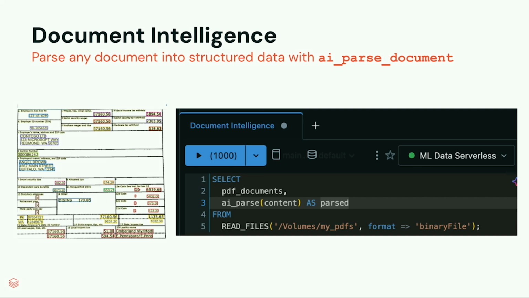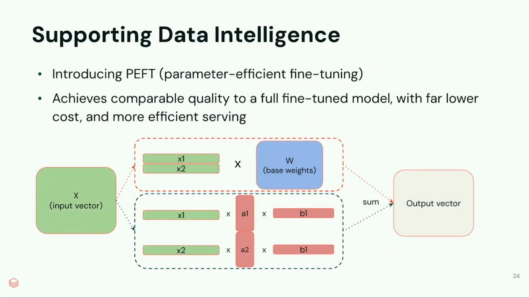So I want to talk a little bit about what's going on under the hood when we're supporting these data intelligent models. One of the cool features that we use for some of the models and techniques is called PEFT, which stands for parameter efficient fine tuning. At a glance, it allows you to achieve comparable quality to a fully fine-tuned model, but only using a subset of the model weights. So it's a lot cheaper and a lot more efficient to serve.